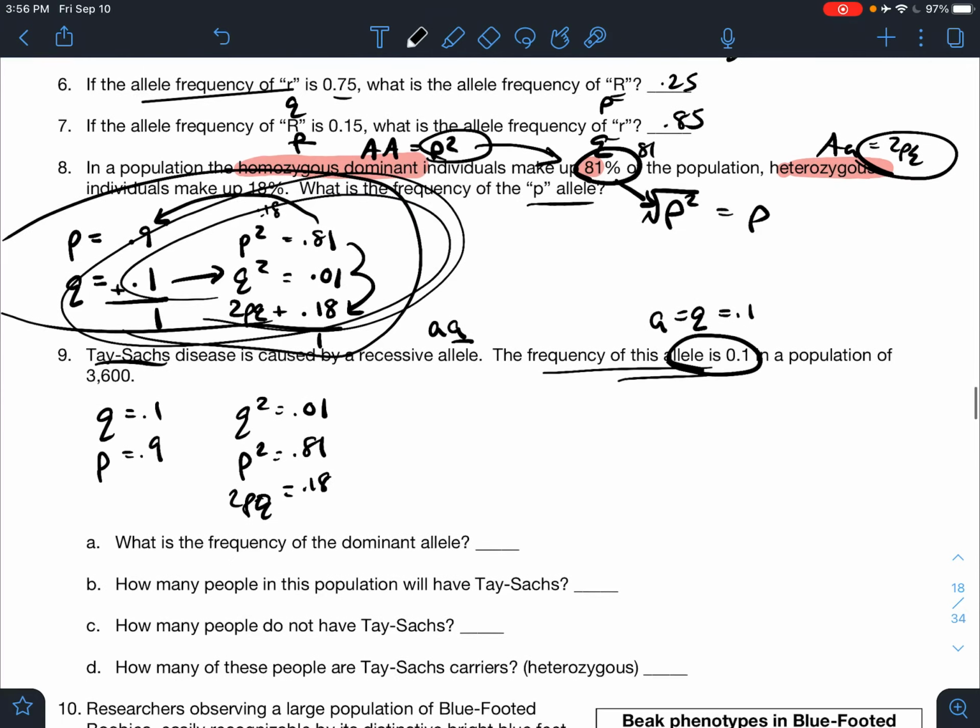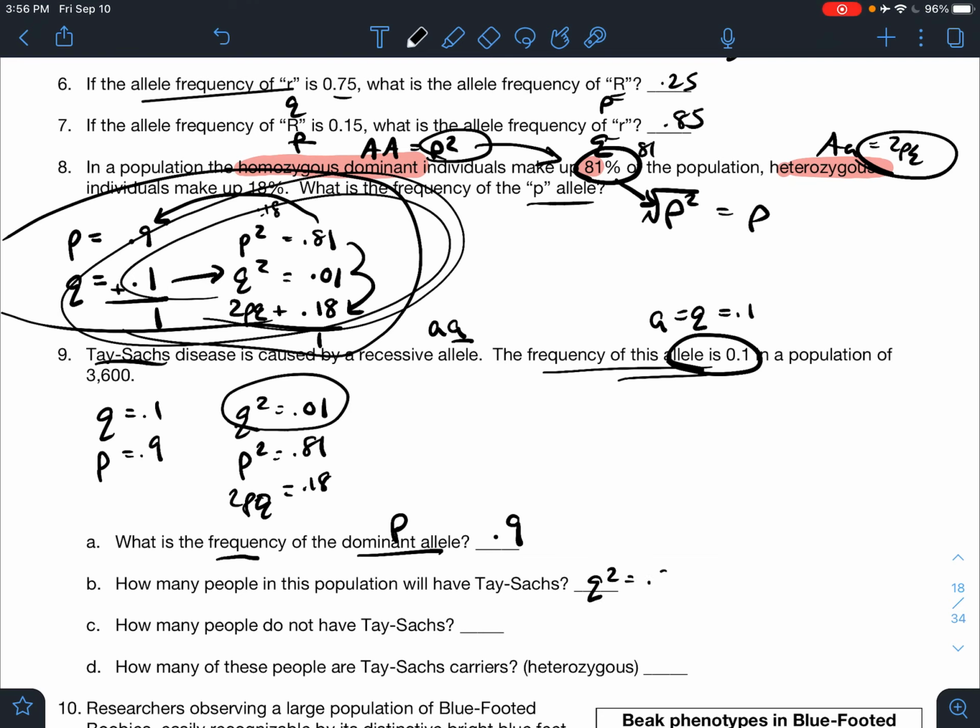Okay, whole bunch of questions here. What is the frequency of the dominant allele? Well, that's P. My P equals 0.9. Easy. Let's keep going. How many people will have Tay-Sachs? Well, that would be my Q squared. Those are my people. So that's Q squared equals 0.01. That's 1% of 3,600. So you multiply that by 3,600. We get 36 as our answer. 36 individuals will have Tay-Sachs in this population.